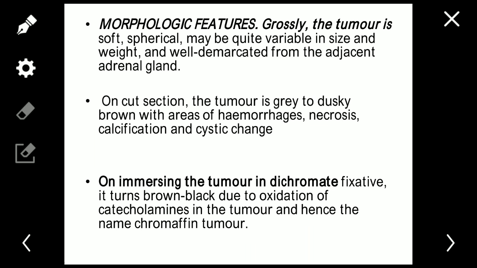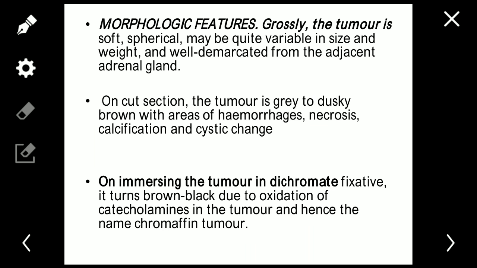Morphological features: grossly the tumor is soft, spherical, quite variable in size and weight, and well demarcated from the adjacent adrenal gland. Cut section is grey to dusky brown with areas of hemorrhage, necrosis, calcification and cystic change. On immersing the tumor in dichromate fixative, it turns brown-black due to oxidation of catecholamines in the tumor, and hence the name chromaffin tumor.